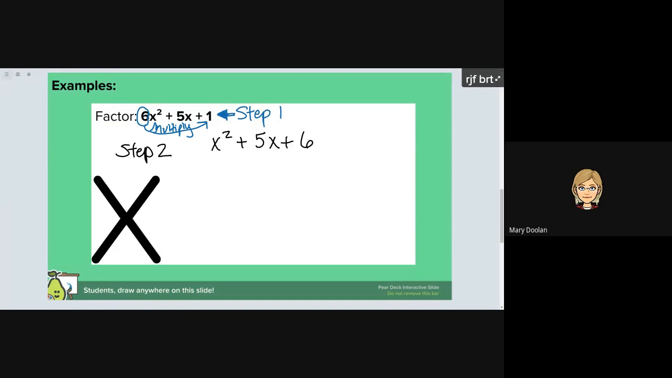we're going to use our magic x here to factor. We want to take this number and put it at the top of the x, and whatever is in front of that x term, we put at the bottom. And now we need to think of a pair of numbers that would multiply to give us 6, but add to give us 5.